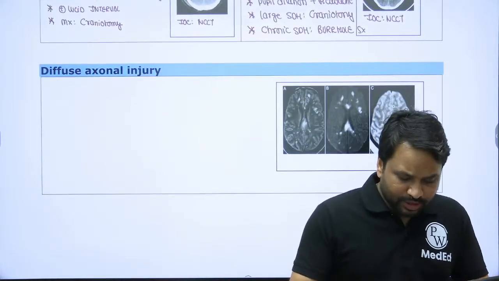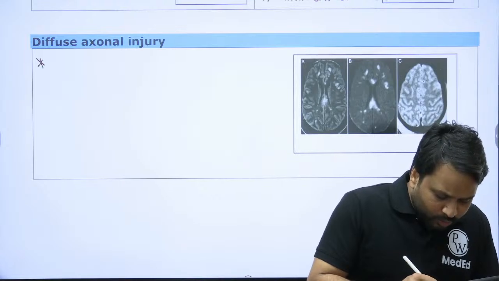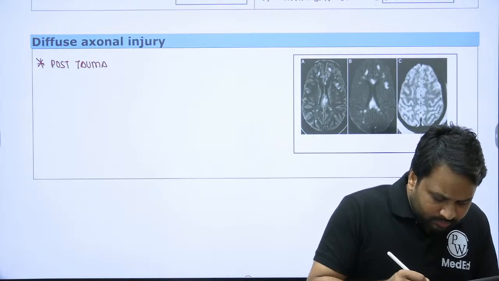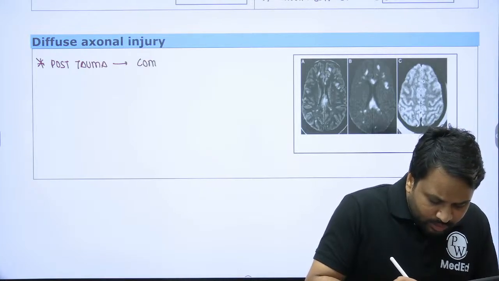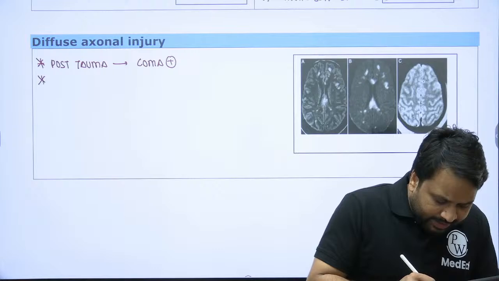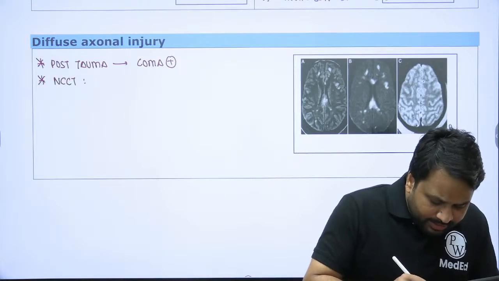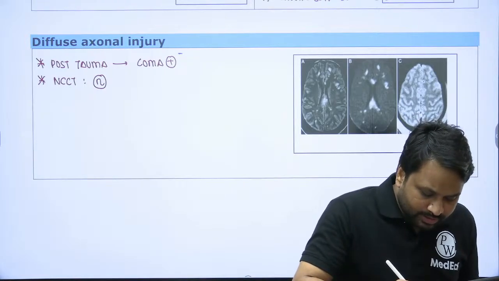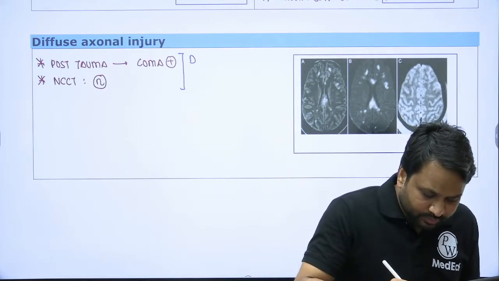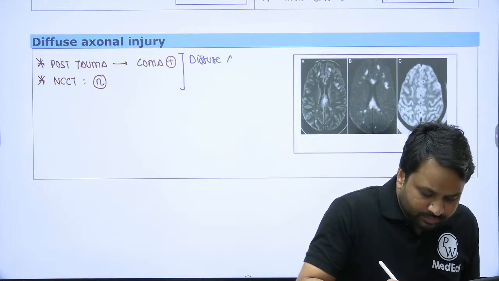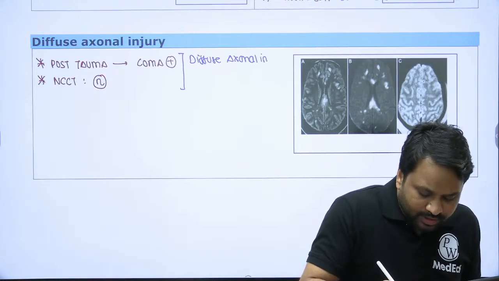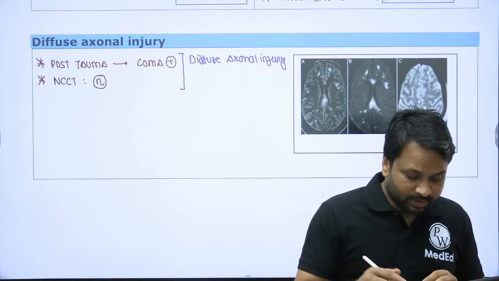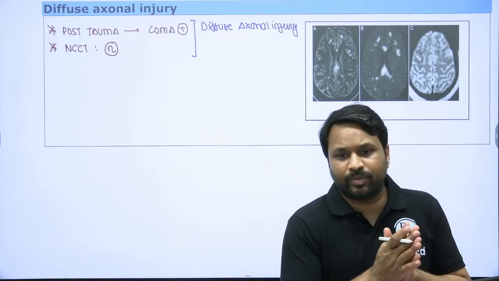Now, let's say any patient who has presented post-trauma lands up in coma, and the NCCT of this patient is absolutely normal. This is what we call diffuse axonal injury. As most of you know, in diffuse axonal injury, there's complete disruption of axons between the white matter and the gray matter. The GCS is going to be absolutely poor.